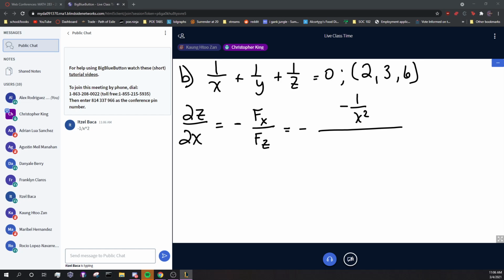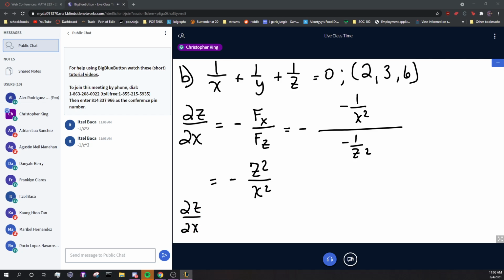Next, if I do the partial with respect to z, what will I get? Negative 1 over z squared. We can clean this up, and it ends up being negative z squared over x squared. So this is what the partial of z with respect to x is equal to.